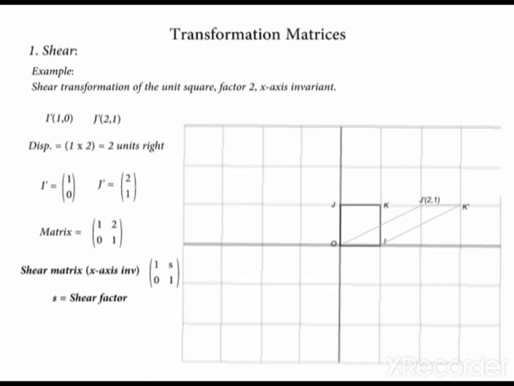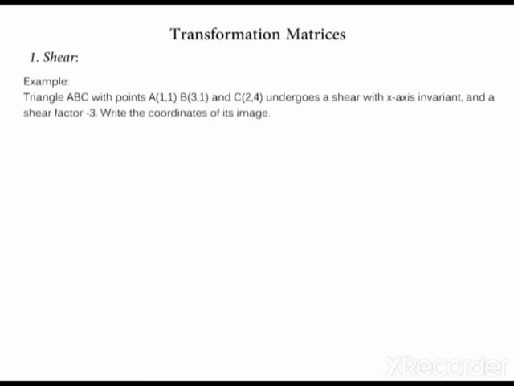For example, triangle ABC with coordinates A, 1, 1, B, 3, 1, and C, 2, 4 undergoes a shear transformation with x-axis invariant and shear factor -3. Write the coordinates of the image.